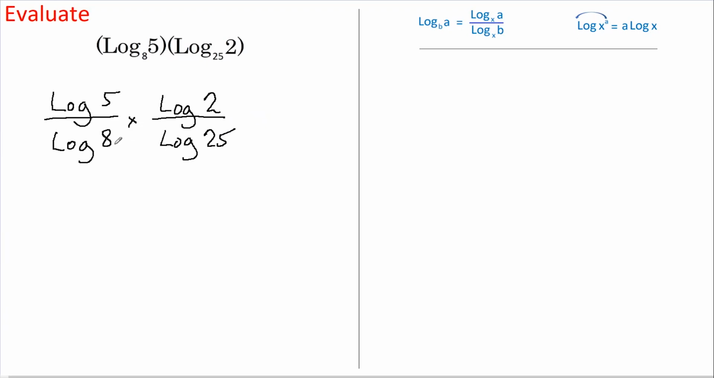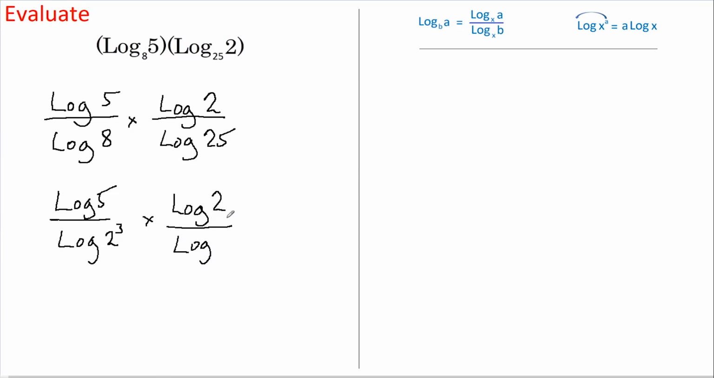Now 8 is on our 2 power table and 25 is on our 5 power table, so we can rewrite this as log 5 divided by the log of 2 to the power of 3, and this is multiplied by the log of 2 divided by log, and 25 I'm going to rewrite as 5 to the power of 2. Now this second rule here allows us to take the power down in front of the log.